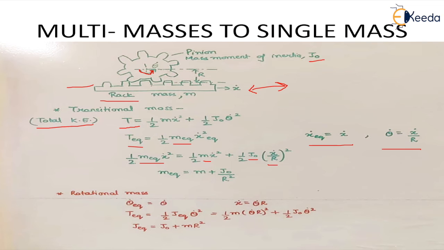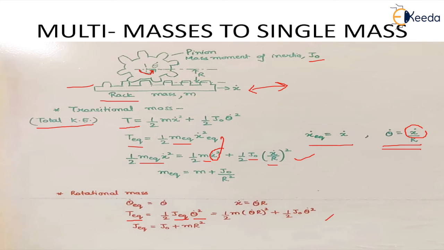Now, if we want to write the mass in terms of the rotational equivalent system, the equivalent kinetic energy of the system will be half into J equivalent into theta dot square. And if we equate these two equations, we know that theta dot is x dot upon r, so x dot will become theta dot into r. So we can replace x dot with theta dot into r.